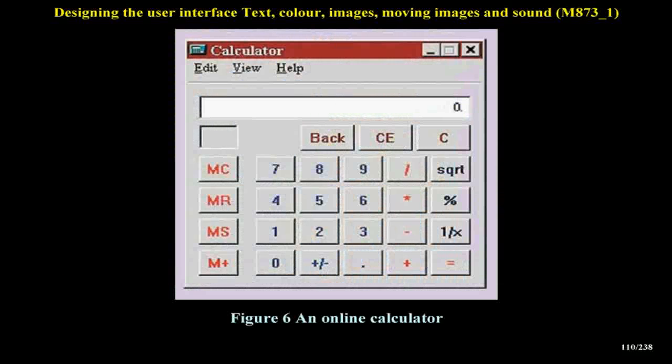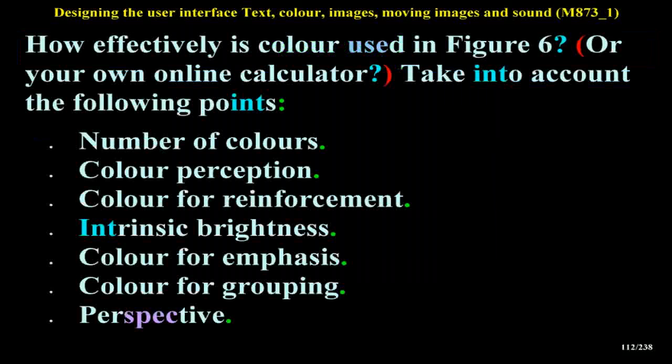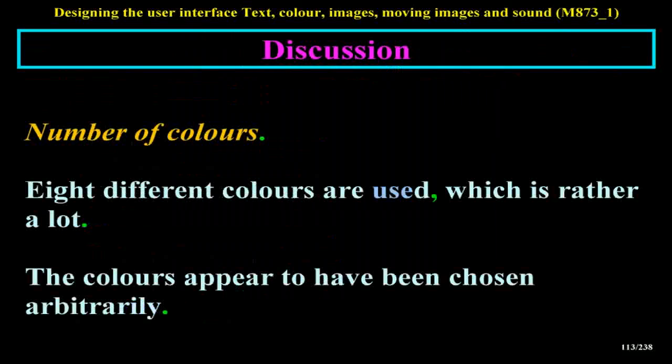Figure 6, an online calculator. Exercise 1, 10 minutes. How effectively is color used in Figure 6, or your own online calculator? Take into account the following points: number of colors, color perception, color for reinforcement, intrinsic brightness, color for emphasis, color for grouping, perspective. Discussion. Number of colors.